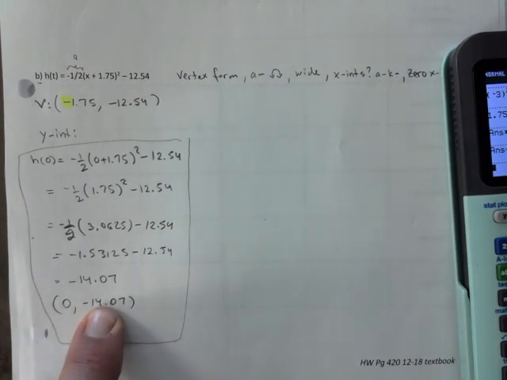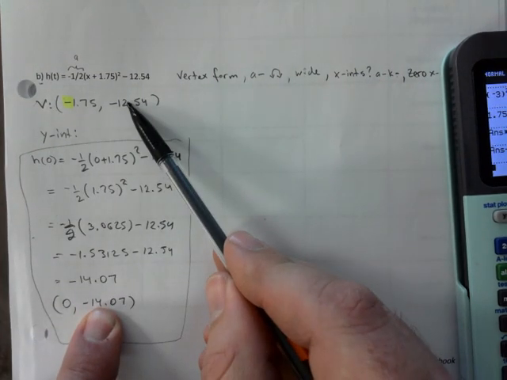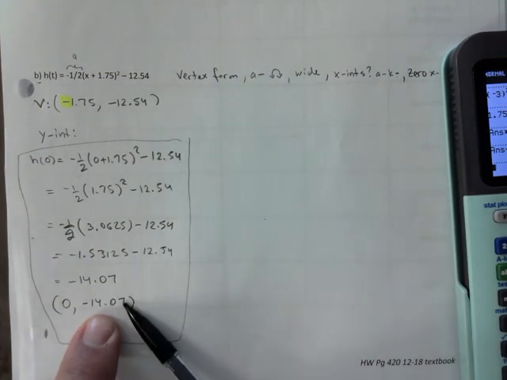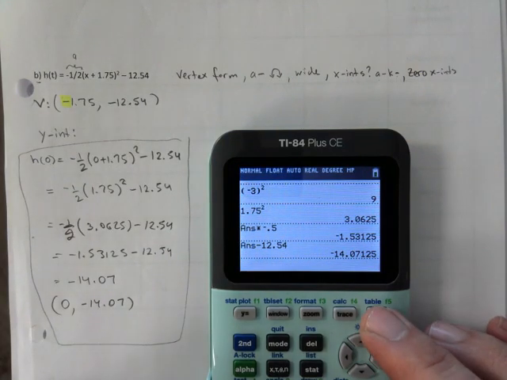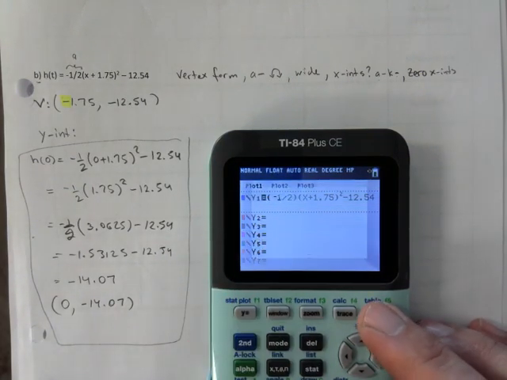So this is a point. You've got two points. Point, vertex, another point. We need to find a third point. I'll show you how to do that in a bit. Let's graph this thing. I already entered it. I'm going to hit graph.